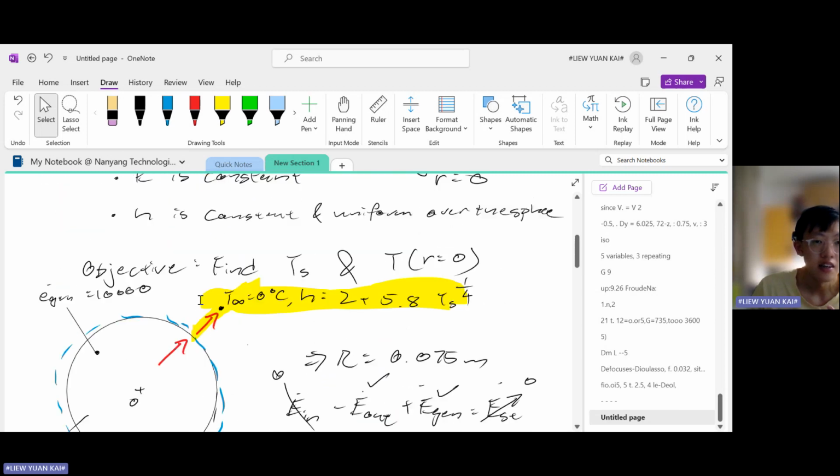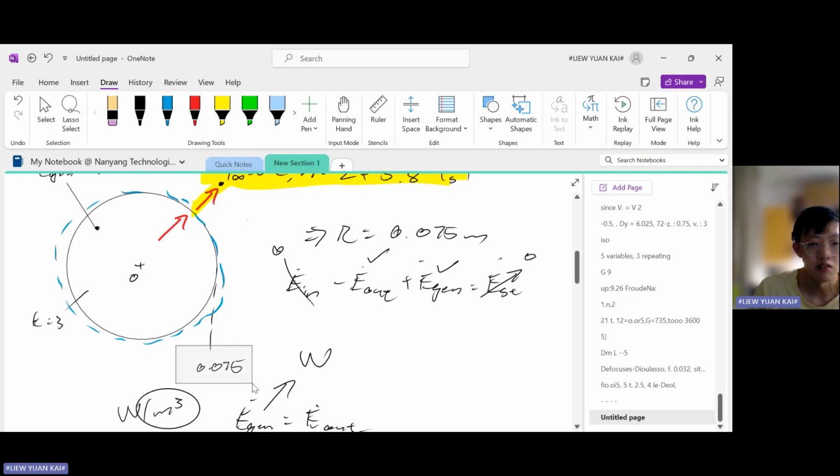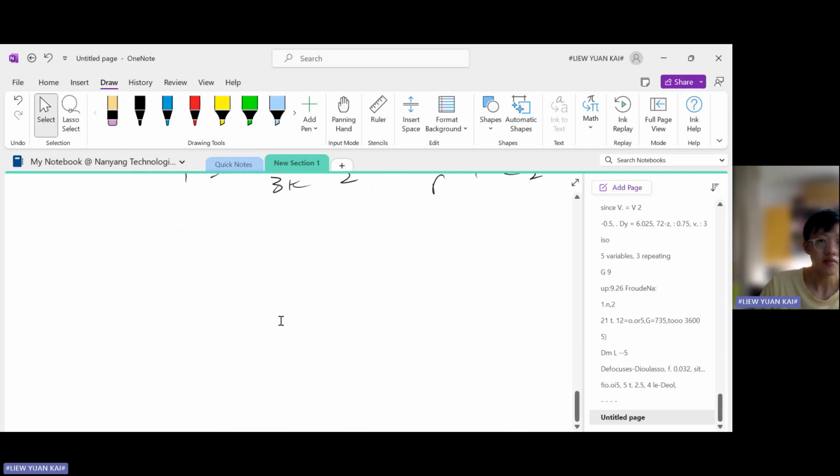What I mean is, okay, what's the smallest possible value of r in this sphere? It's r equals 0, right? Which refers to the center. That's the smallest extreme. Then what is the largest extreme? So what is the outer radius of the sphere? Which is 0.075. Okay, so let's consider the first boundary condition.